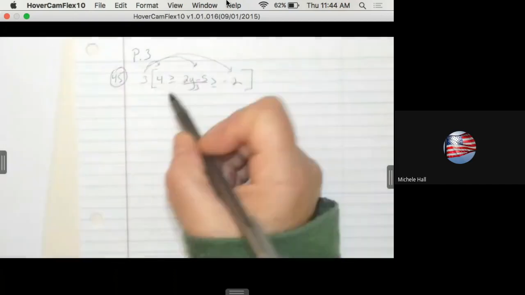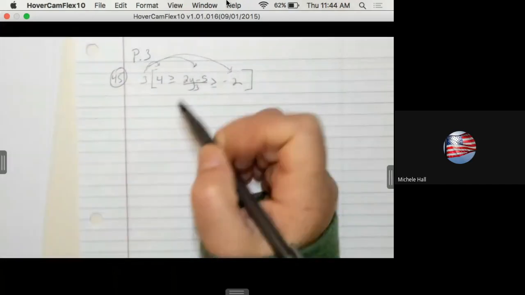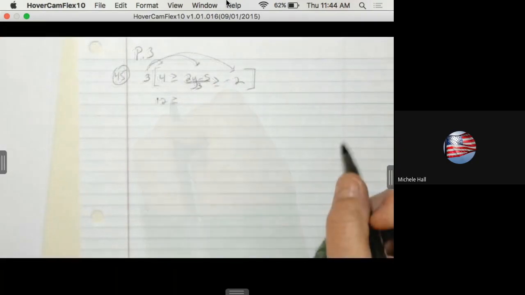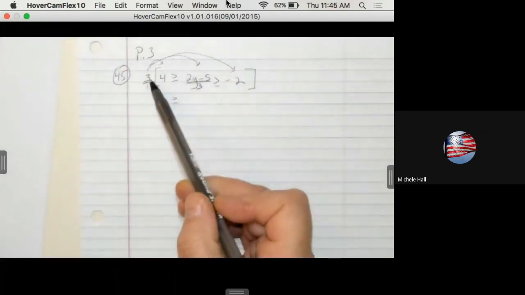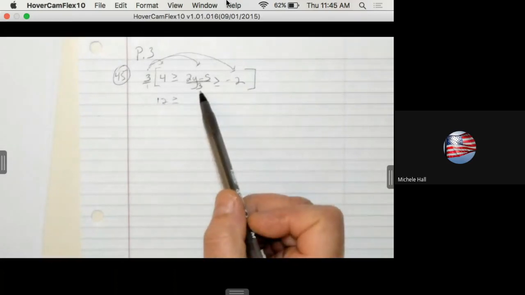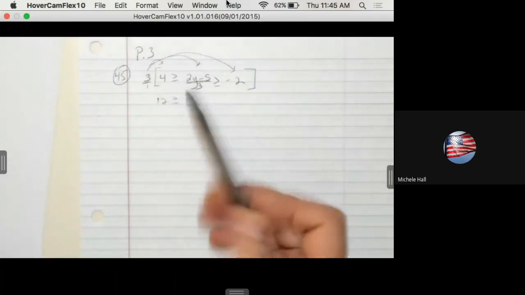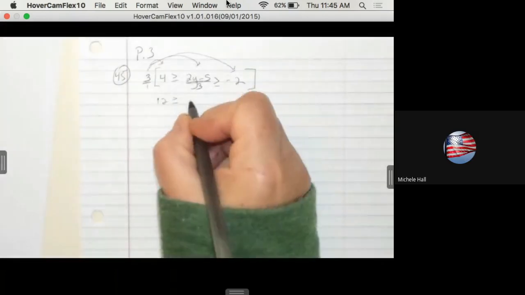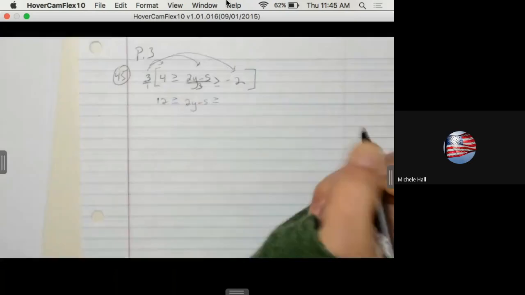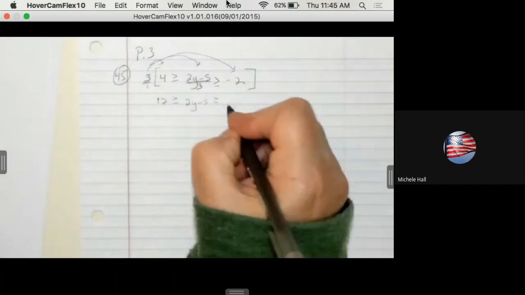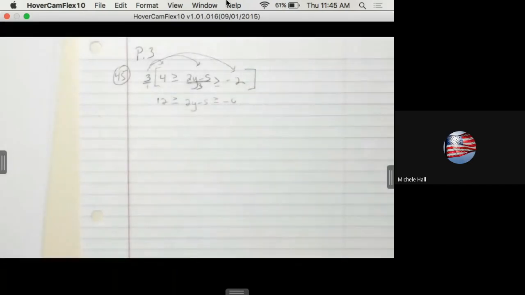All right, for the first one, nothing cancels. It's just 3 times 4 is 12. On the second one, if I make 3 a fraction, 3 is in the numerator, and it's being multiplied by a 3 in the denominator. What happens to the 2 of them? They cancel, which is why we do that. And we're left with just 2y minus 5 is greater than or equal to 3 times negative 2, which is negative 6. And then you're just at a two-step complex inequality.